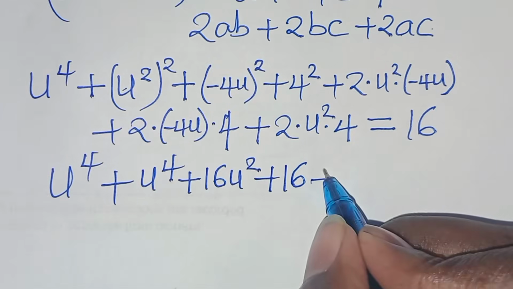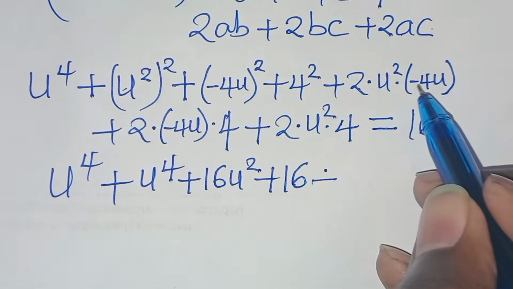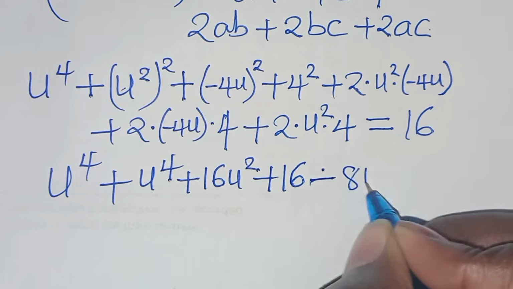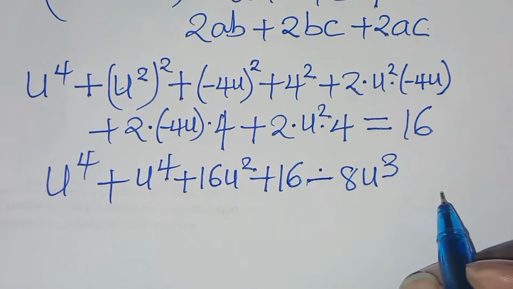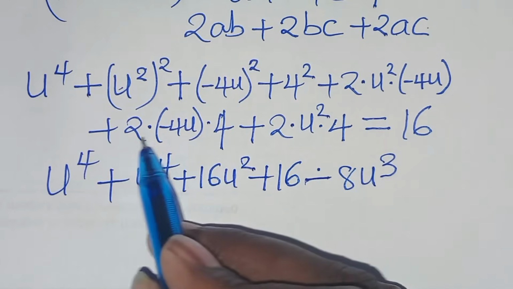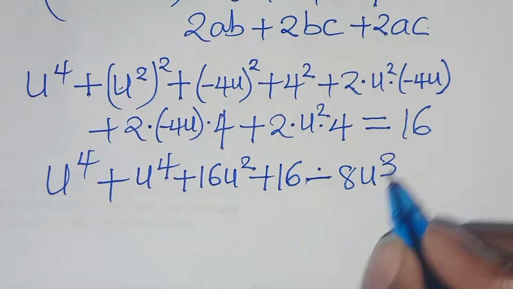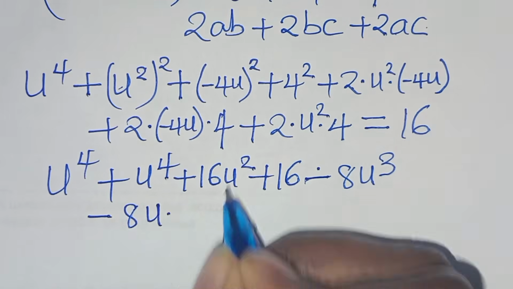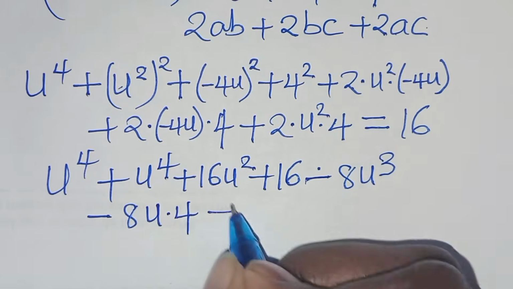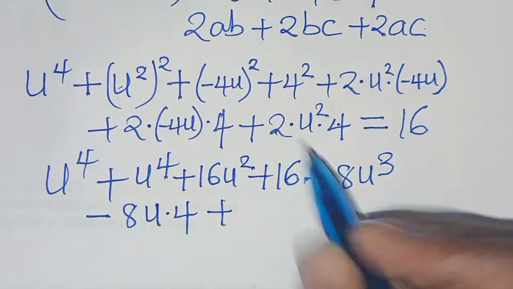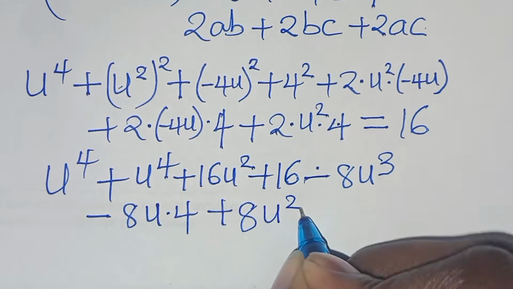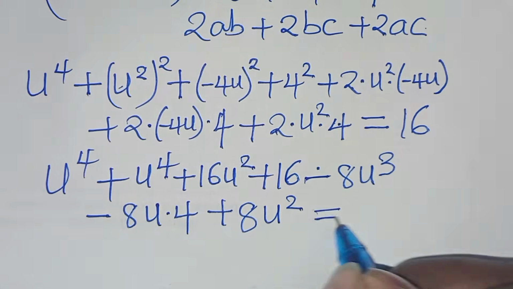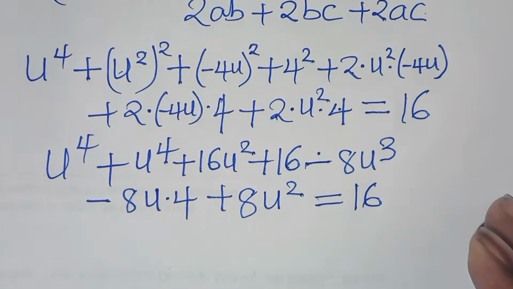Now here we have 2 times u^2 times minus 4u. This is minus 8u^3. Now plus, here we have 2 times minus 4u times 4, which becomes minus 32u, then plus 4 times 2, this is 8u^2. This is equal to 16.